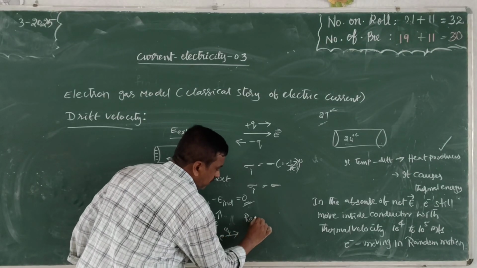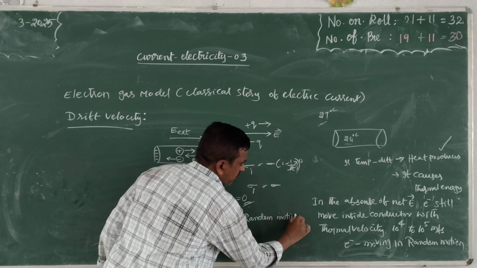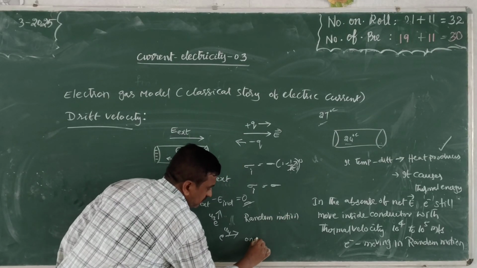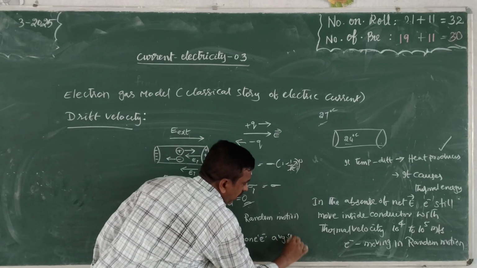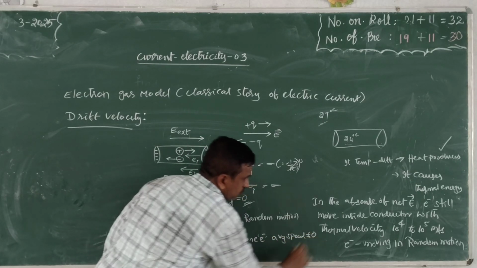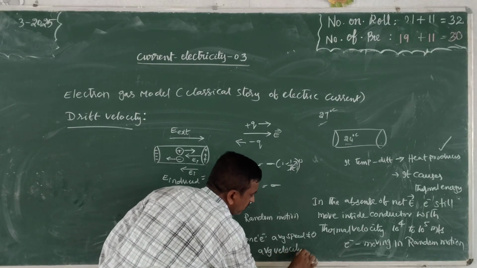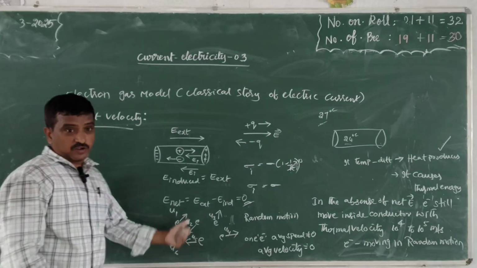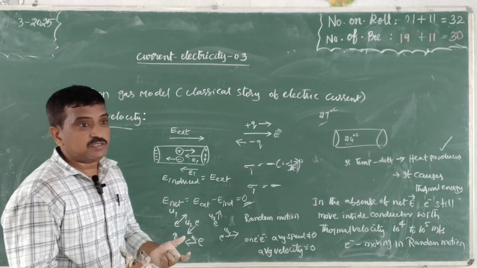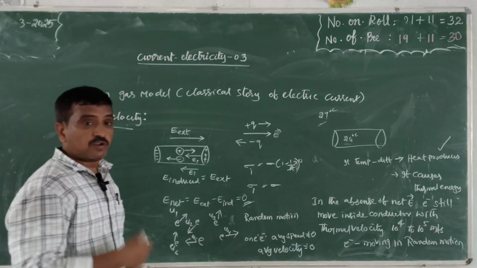In random motion, the average velocity of one electron: the average speed is not 0, but the average velocity is equal to 0. Why is the average velocity 0? We can consider that velocity means direction and magnitude. So that's why the average velocity is 0.